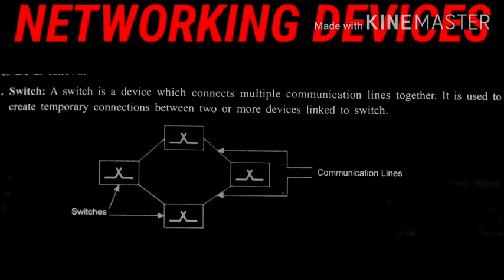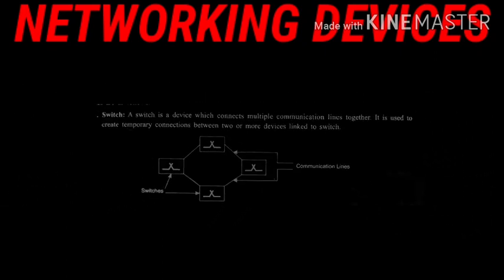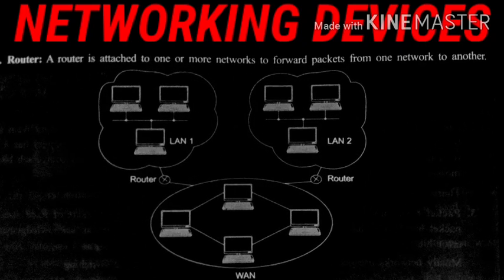Another networking device is switch. A switch is a device which connects multiple communication lines together. It is used to create temporary connections between two or more devices linked to a switch. A switch is otherwise known as an intelligent hub. Another networking device is a router. A router is attached to one or more networks to forward packets from one network to another.